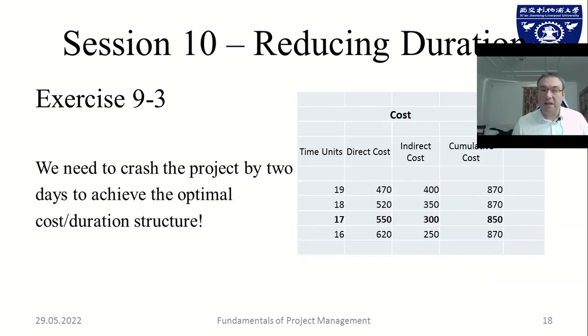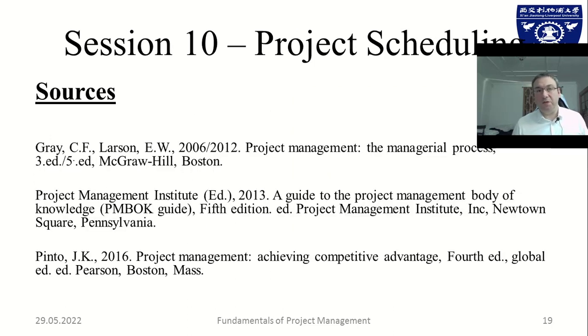And putting all this data into an overview, we can look at the cumulative costs of direct cost plus indirect costs, and we can see crashing the project 2 days will give us a total cost of 850, while every other option, whether it is the original project or any crash, would leave us with cost way above these 850. So you can see crashing can actually reduce the total project cost, and when we experiment with different crash scenarios, we can find the optimal cost structure for the project.